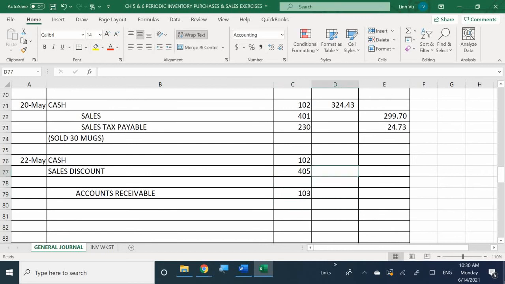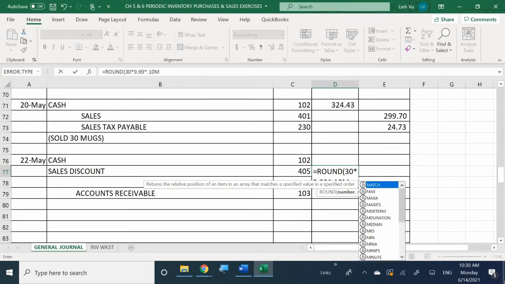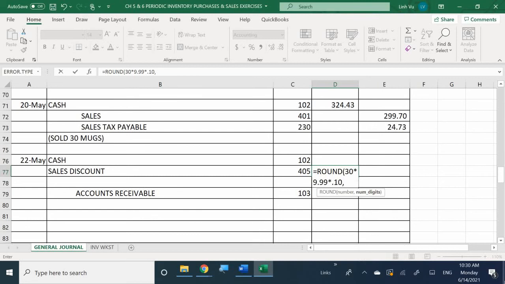Now we know for a fact that our sales discount is going to be based on how many cups we actually sold to them. We sold to them 30 cups at $9.99, right? How much discount am I going to get off of my original selling price? What was the discount amount? 10%, right? Yeah. All right. So how much is going to be my total amount of discount that this customer B gets to receive from us? 297.